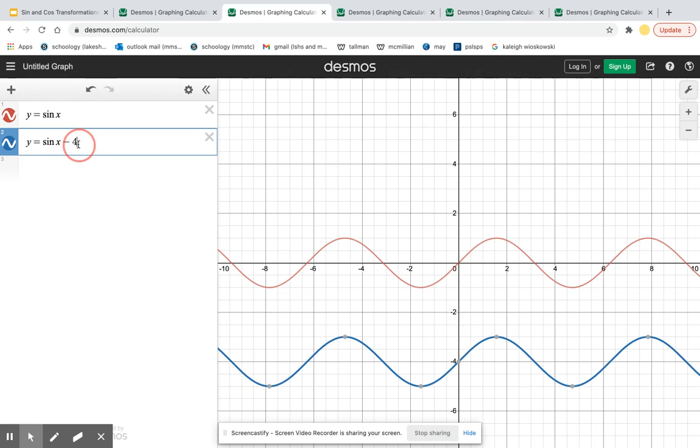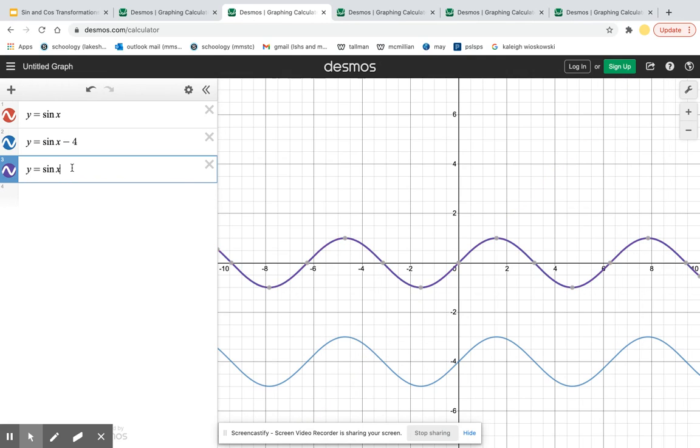So here, as you can see, I did minus 4, which made it go down 4 on the y-axis. So let's say I wanted to move it up 5. If I want to move it up 5, I would put plus 5, and as you can see, the whole sine function is moved up 5 on the y-axis.